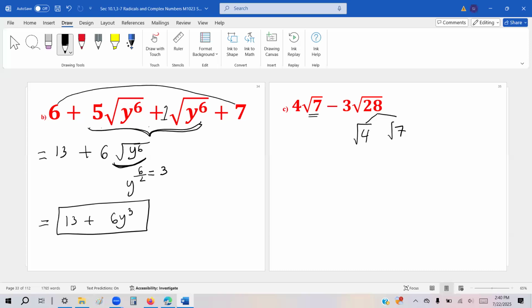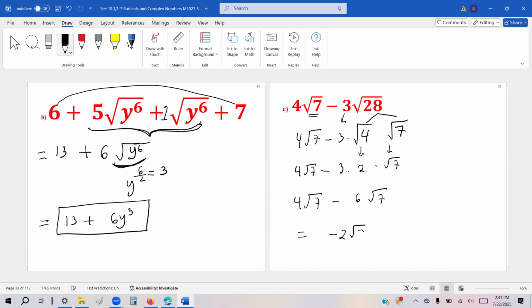And we have square root of 4, square root of 7. But we still have minus 3 times here and 4 square root of 7 here. So 4 square root of 7 minus 3. What is square root of 4? 2. And we bring this down. So 4 square root of 7 minus 6 square root of 7. What is our final answer? Negative 2 square root of 7.